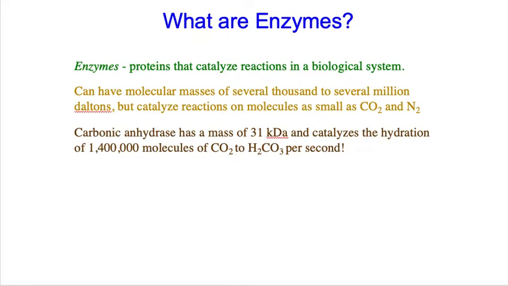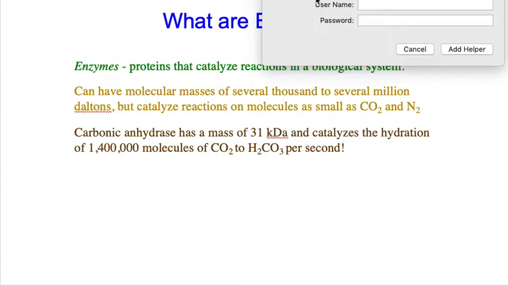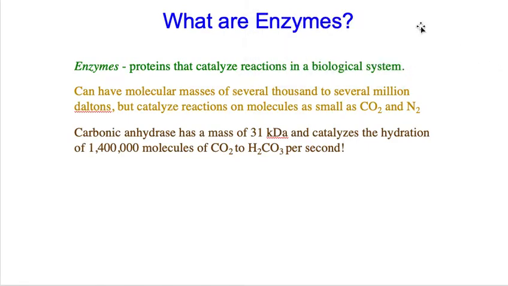Okay, so just to remind you from last time, enzymes are proteins that catalyze reactions in a biological system. They can have molecular masses of several million daltons. And dalton, just to remind you, that's an atom. So they can be made up of several million atoms, but they can catalyze reactions on molecules that only have two or three atoms, like CO2 and dinitrogen.